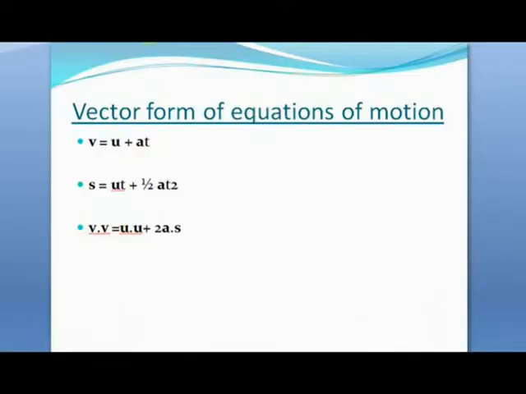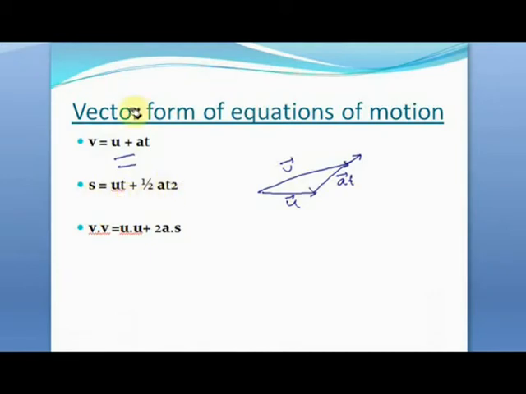Now let's see the vector form of equations of motion. First we'll see the equation v = u + at. This can be thought of as, suppose this is a vector u and this is a vector at. So this will be our vector v, which is equal to u + at.